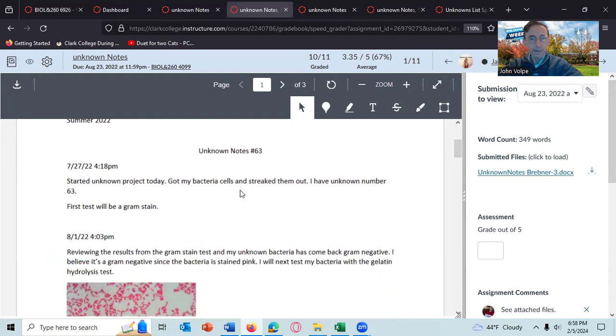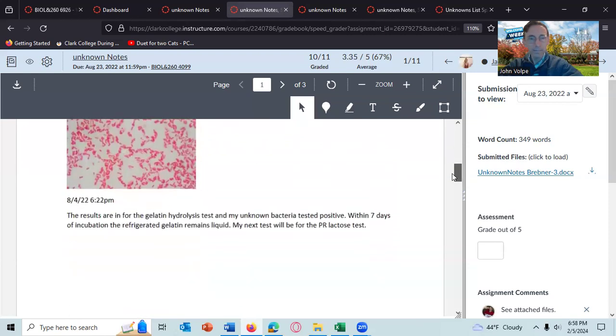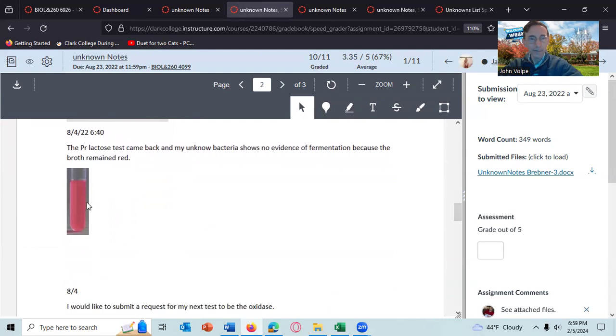So this is what she submitted on, or he submitted on 7/27. Got the bacteria cells, streaked them out. Unknown number 63. Here's the first test results. There's the gram stain. There's the gelatin hydrolysis test. And there's the PR lactose. And they stated what they have for the results.